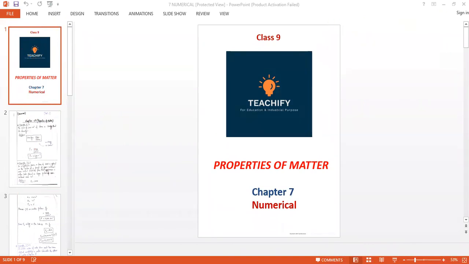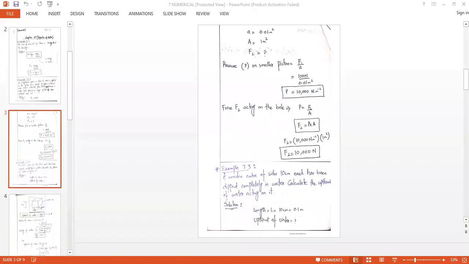Now in the third numerical, the values given are: a wooden cube of size 10 centimeters each has been dipped completely in water. Calculate the upthrust of water acting on it. So first we have to draw a diagram to understand the correct representation of the whole system. This is my beaker filled with water. These are the droplets.